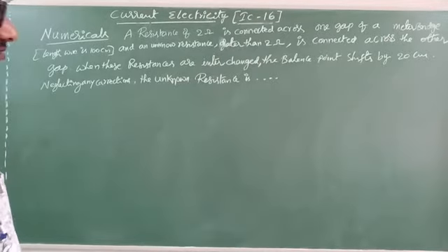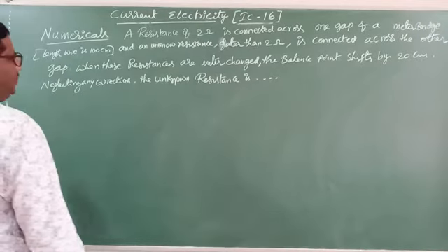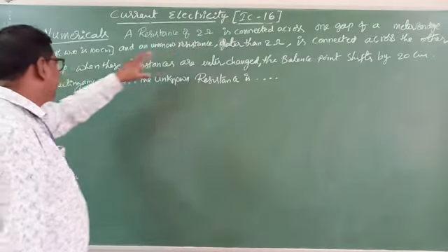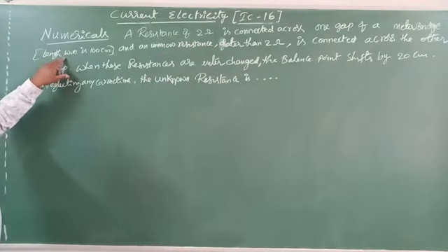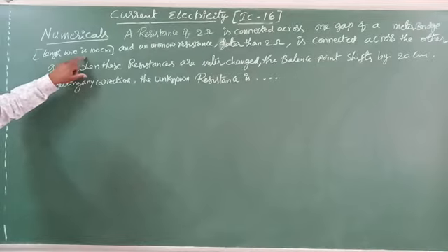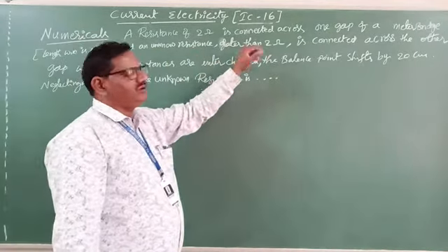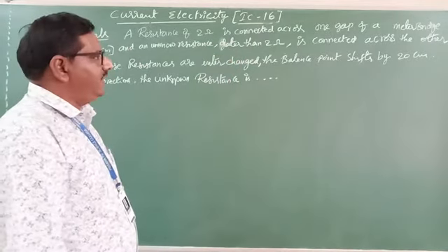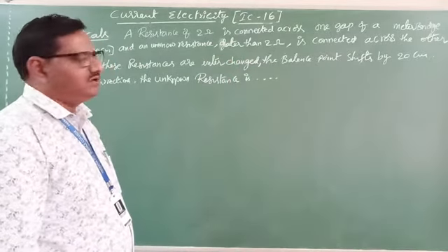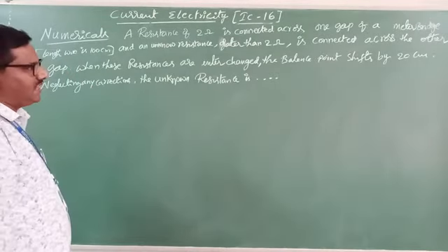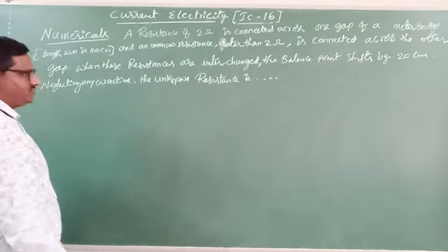See here, a resistance of 2 ohms is connected across one gap of a meter bridge, which has a length of 100 centimeters, and an unknown resistance that is greater than 2 ohms is connected across the other gap. So one gap is filled with 2 ohms, and the other gap with more than 2 ohms.